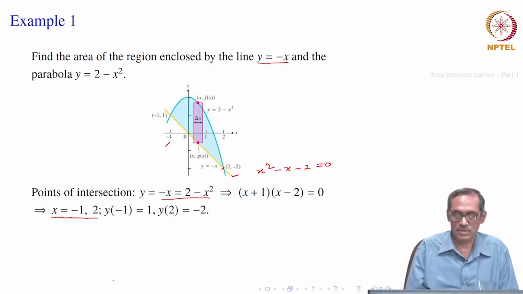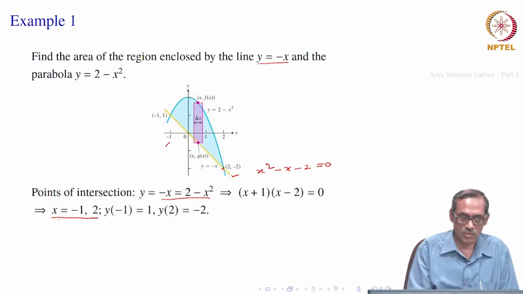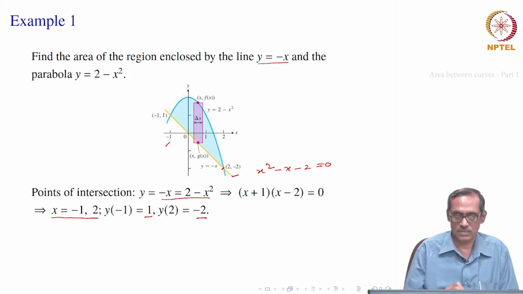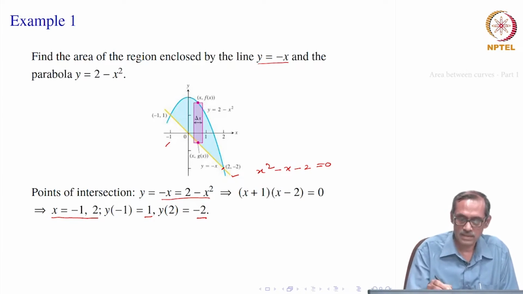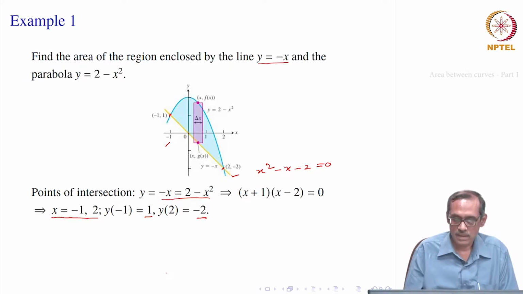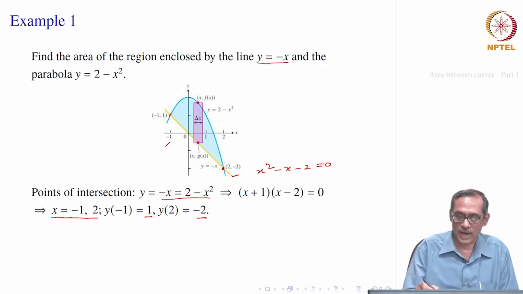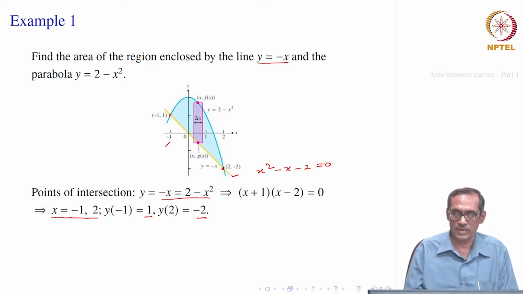And we need their values. If you want the values at those points, then we find out from any of the two curves. So, y equal to minus x gives y of minus 1 is 1 and y of 2 equal to minus 2. So, we have the points of intersection now as minus 1 comma 1 here, and then 2 comma minus 2 it is here. Now, you want to find the area of the region, which is painted blue here.